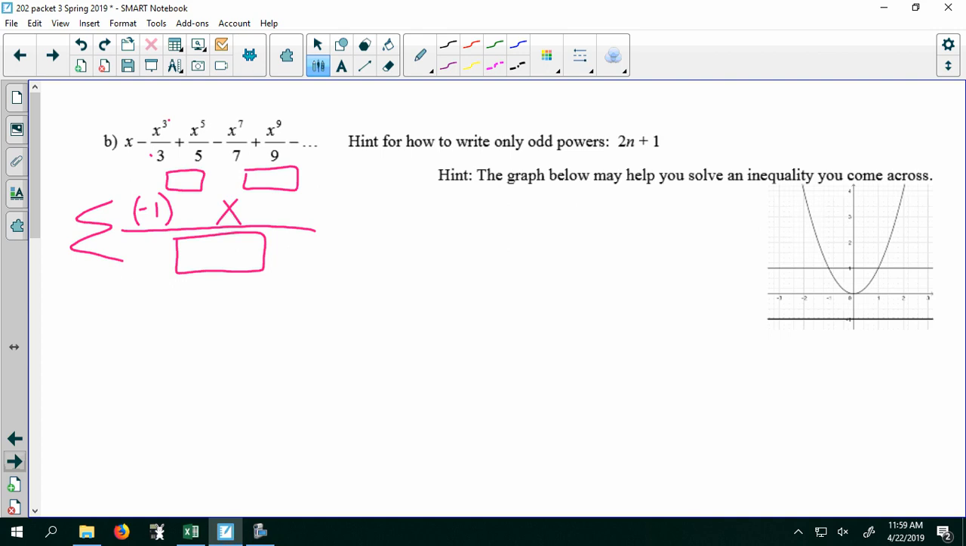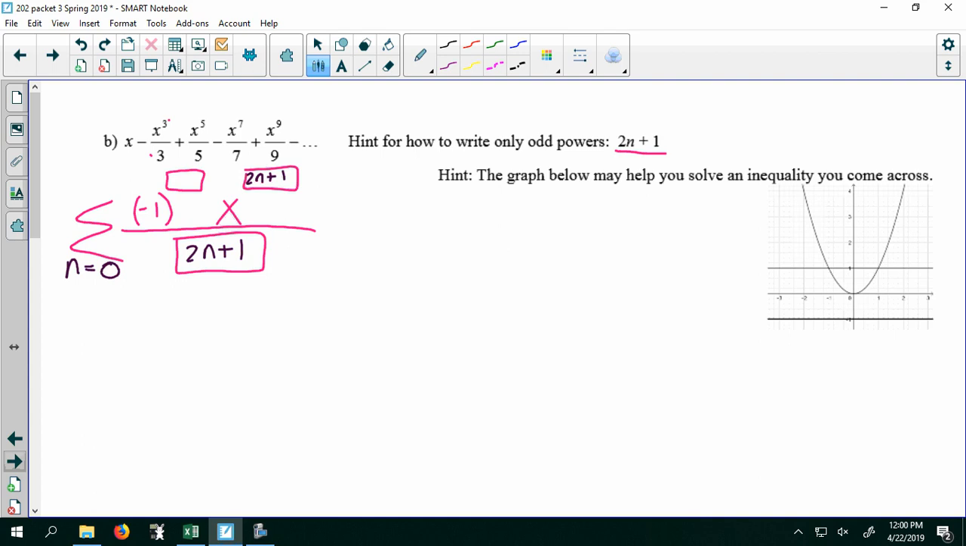And then I want my first power to be a 1, and then I'm going to go 1, 3, 5, 7, odd powers. So a hint for how to write odd powers is 2n plus 1. So I'm going to put 2n plus 1 here and here, so that I have x to an odd power over that same odd power. But now if I plug in n equals 1, 2n plus 1 when n is 1 is 3. So this would be x cubed over 3, which is actually the second term in my series. So I'm going to fix that by starting n at 0 instead of at 1.